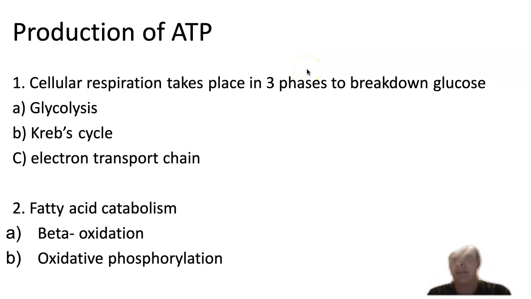So the production of ATP, cellular respiration, takes place in 3 phases to break down the glucose. So there's glycolysis, Krebs cycle, electron transport chain, and then there's the fatty acid catabolism, which is the beta oxidation, and then the oxidative phosphorylation.